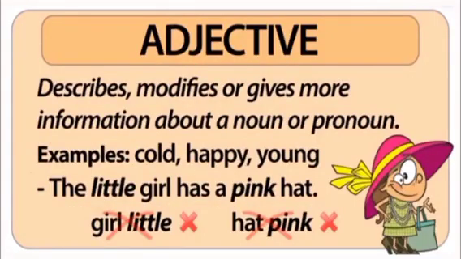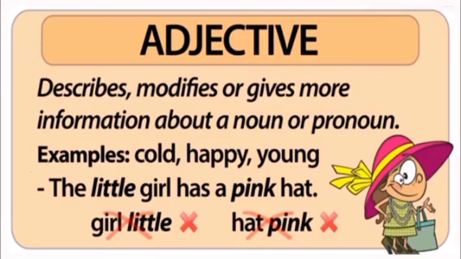An adjective describes, modifies, or gives more information about a noun or pronoun. Examples: cold, happy, young. Example sentence: the little girl has a pink hat. In this sentence, there are 2 adjectives. How do we describe the girl? The little girl. Here, little is an adjective. How do we describe the hat? A pink hat. Here, pink is an adjective.